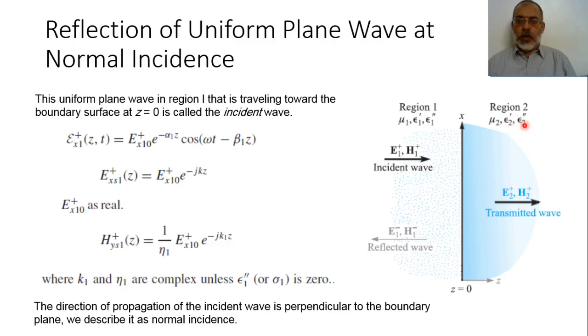And we are going to assume that the interface between the two media is the xy plane. So the normal to the interface is the z direction. And medium 1 is extending from z equals minus infinity to z equals 0. And medium 2 is extending from z equals 0 to z equals infinity.